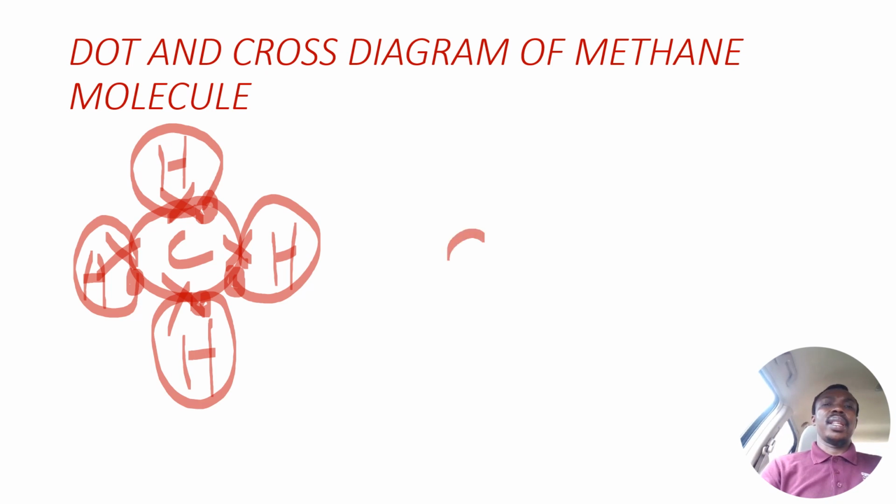You can see each of them has completed 1, 2, 3, 4, 5, 6, 7, 8. They have attained the noble gas configuration. Carbon has completed the octet state, and each hydrogen atom has completed the duplex state. So you have single bond hydrogen, single bond hydrogen, single bond hydrogen, single bond hydrogen.